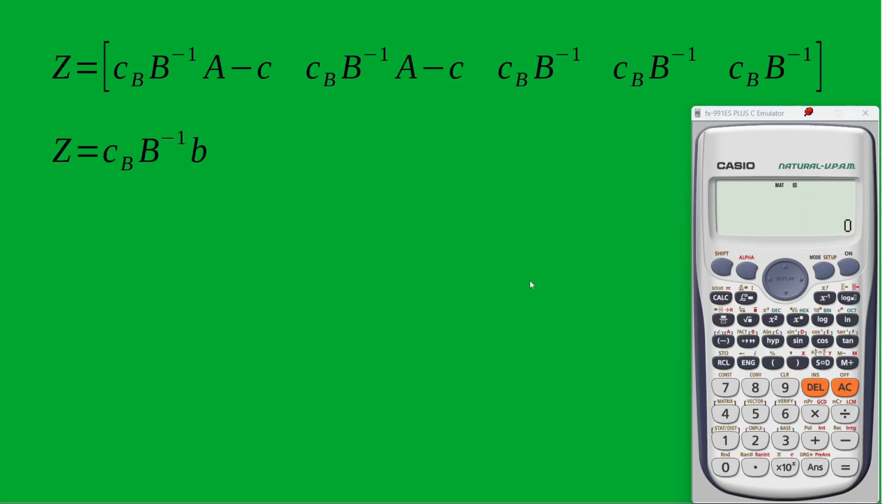Now, of course, after the first iteration, the value of the coefficients of the objective function is given by this equation. That is, the first coefficient is given by CB into B inverse into A minus C. The second coefficient is CB into B inverse into A minus C. The third, fourth and fifth coefficients are given by CB into B inverse, and the value of the objective function after the first iteration is given by CB into B inverse into B.